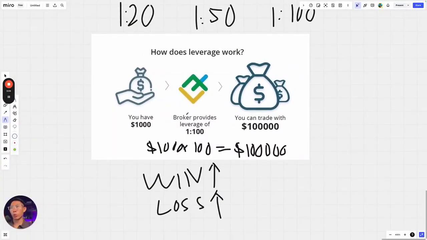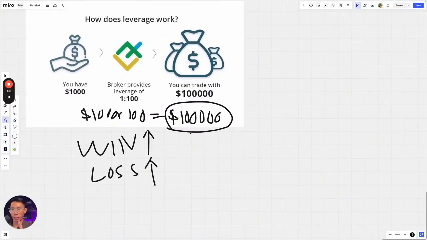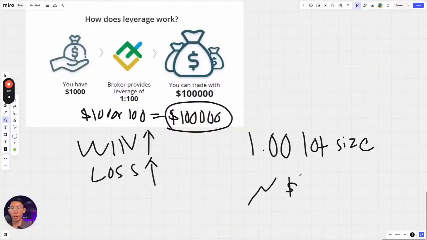And let's say in this case, you decide to go with a 1:100 leverage, and you have a buying or selling power of 100k. What this means is that you can trade up to a standard lot size, which is a 1.0 lot size, right? You can trade up to a standard lot size. That means every time price moves by 1 pip, guess what? You are making $10 per pip.